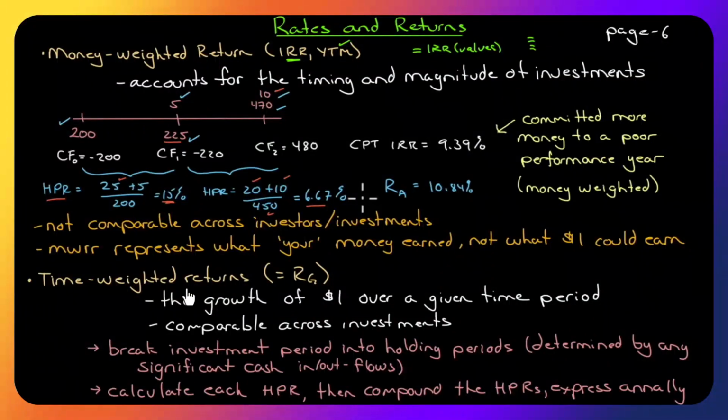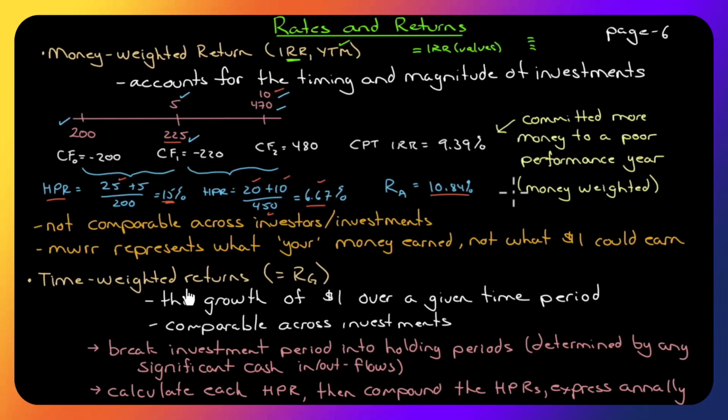But notice what we did. We committed more money at the beginning of a period that had a lower return. So the return on our money will be lower than some arithmetic return because we're committing more money at the worst returning period. If we just calculate an average return, 15 and 6.67 divided by 2, you get 10.84.